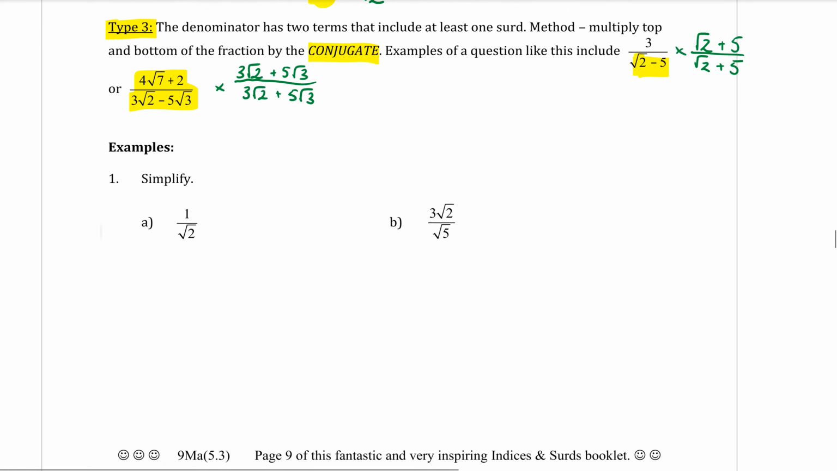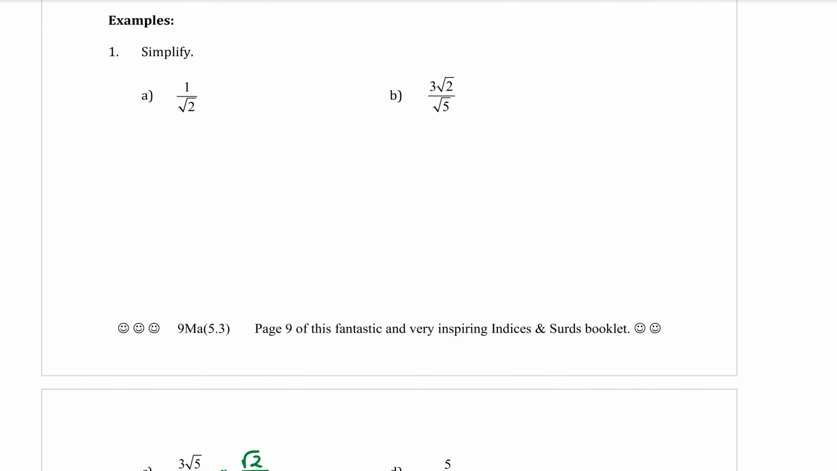Alright, so let's do the full questions now in the examples. I want to simplify 1 over root 2, which means I want to rationalize the denominator. Okay, so I have one surd on the bottom. This is type 1. I'm going to multiply by root 2 over root 2. Okay, now I want to actually finish the question this time. So to multiply fractions, we multiply the tops together. 1 times root 2 is root 2. And on the bottom, root 2 times root 2 will cancel the square root out, and we'll just have a 2 on the bottom, making the nice whole number for the denominator that I was after.